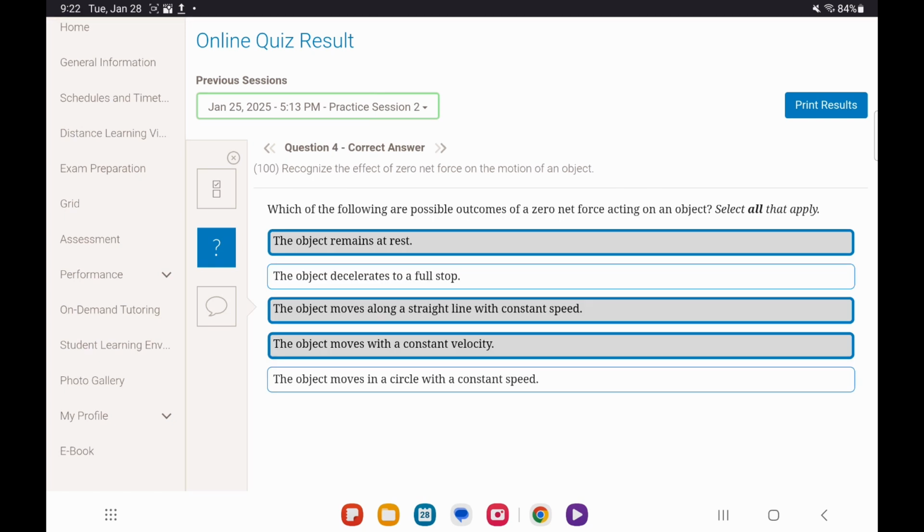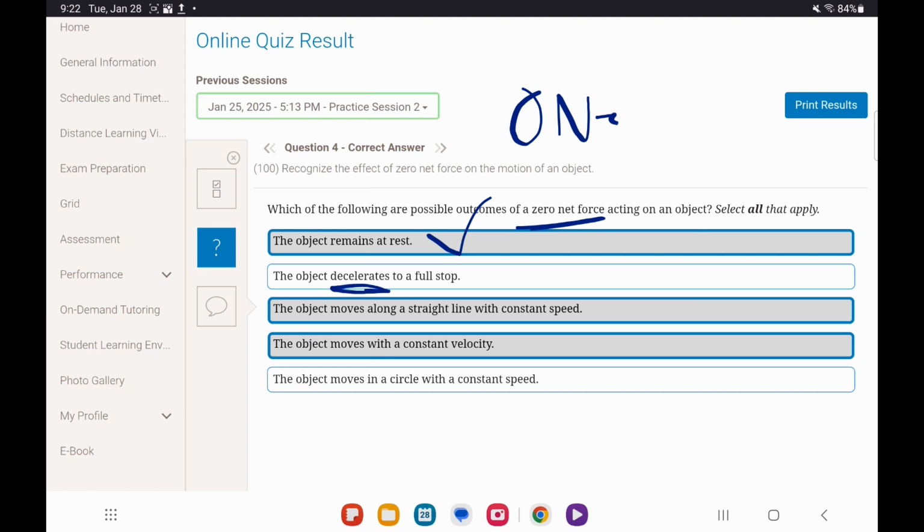Okay, so when we have 0 in this question, they're asking what are the possible outcomes of a 0 newton force. We said when we have 0 newton force, it's either at rest or moving with constant speed. Constant speed is kind of the same thing as constant velocity. So let's analyze the choices. Here we have remains at rest. Yes, that's one of the choices we had.